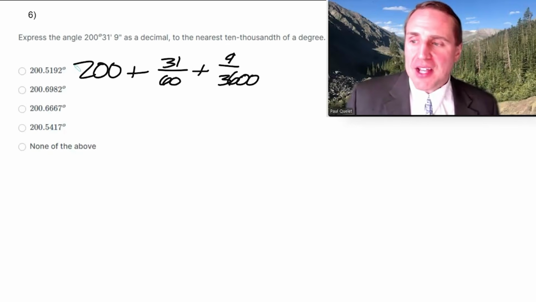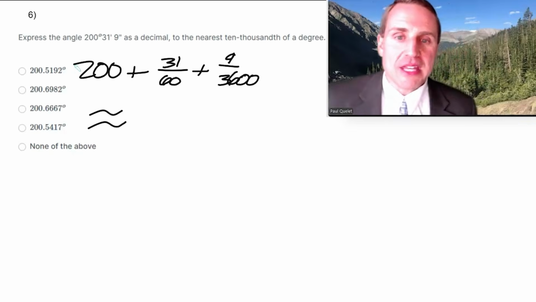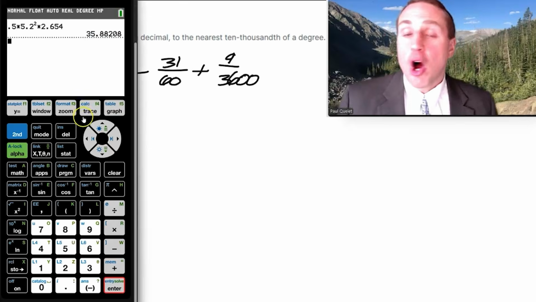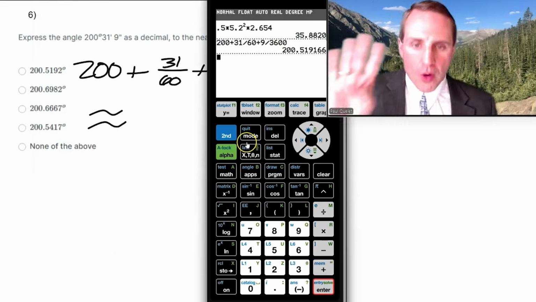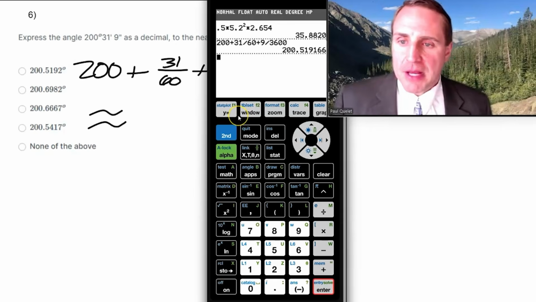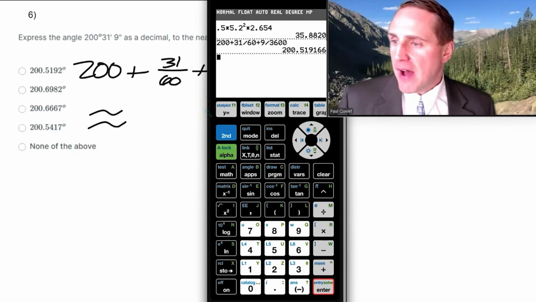So if we add these up and get a decimal approximation, we're going to get as close as we need to get in decimal degrees. Okay, so first 200 degrees plus 31 over 60 plus 9 over 3,600. And then let's go 4 decimal places. So this to me is like 200.5192.